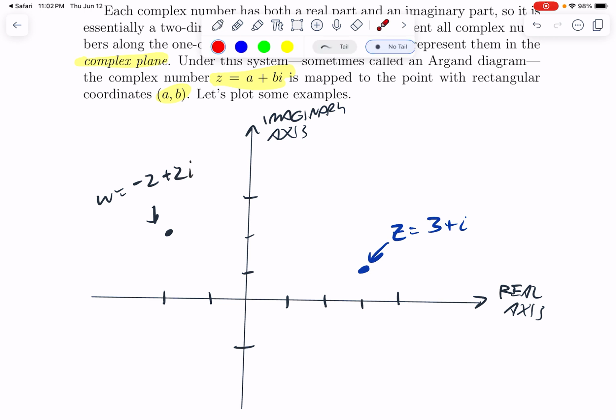The real axis is the same as the real number line. This point right here is 2. It's 2 plus 0i, but that's just 2. So basically what we're doing is taking the real number line and imagining it as just one line passing through this entire plane.